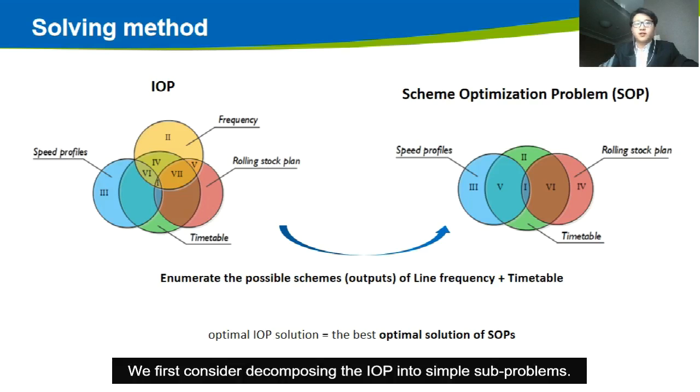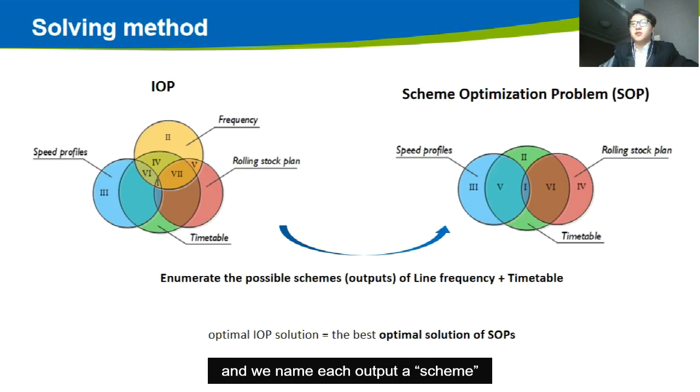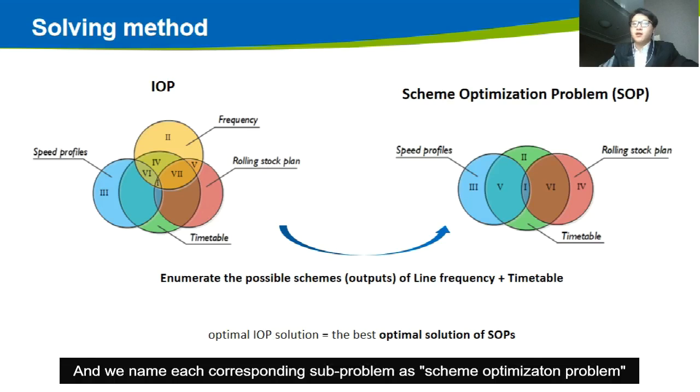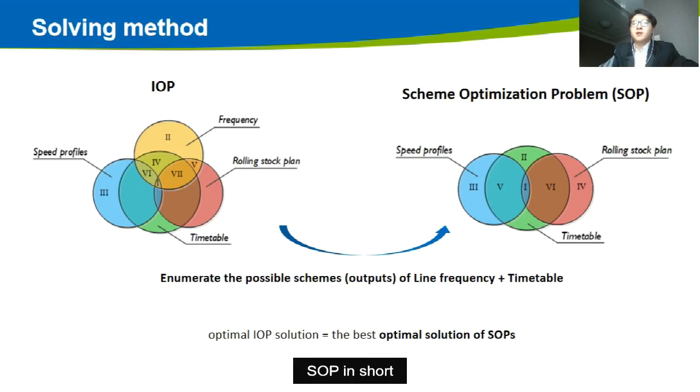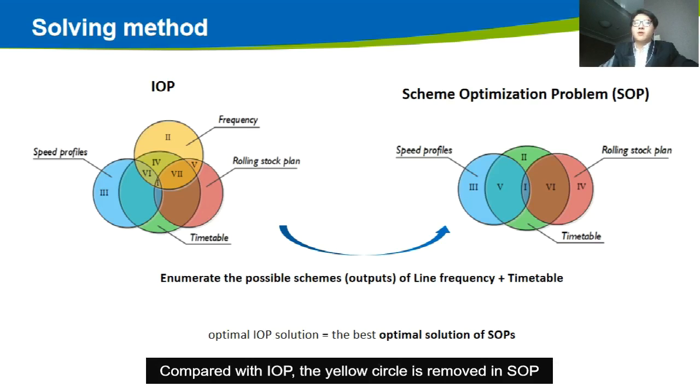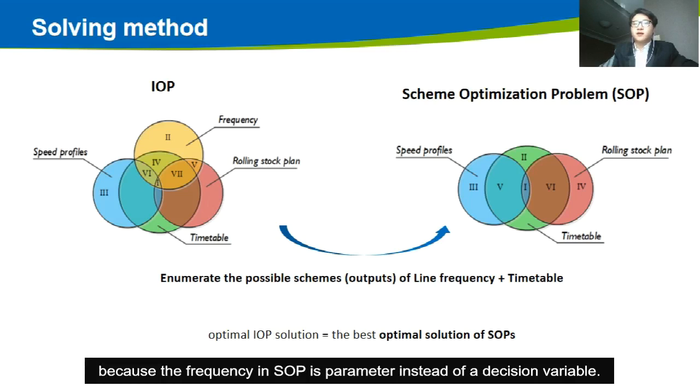We first consider decomposing the IOP into simple subproblems. Specifically, we enumerate the possible outputs about frequency, and we name each output a scheme, and we name each corresponding subproblem as scheme optimization problem, SOP in short. Compared with IOP, the yellow circle is removed in SOP because the frequency in SOP is a parameter instead of a decision variable. The decision variables of SOP are speed profiles and rolling stock plan.